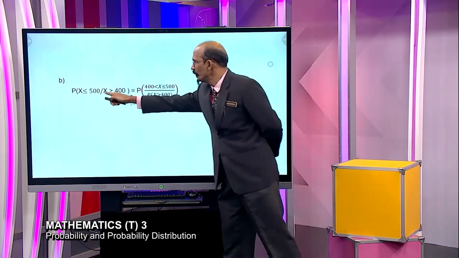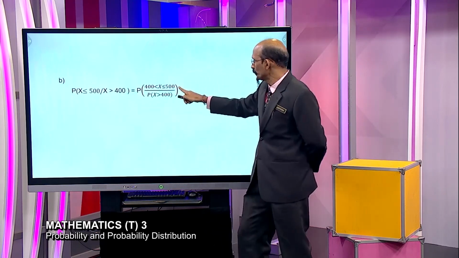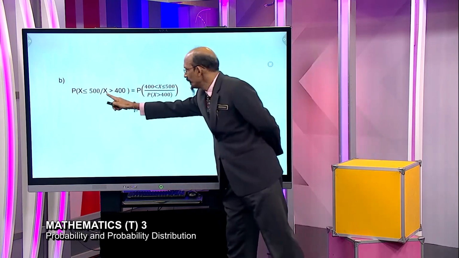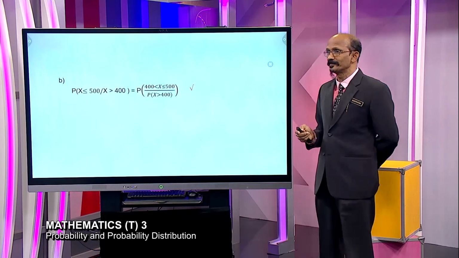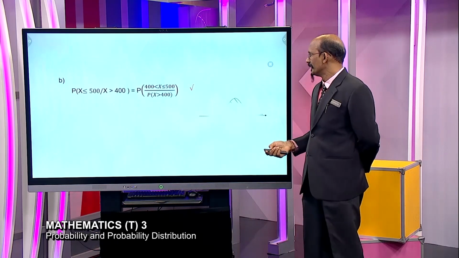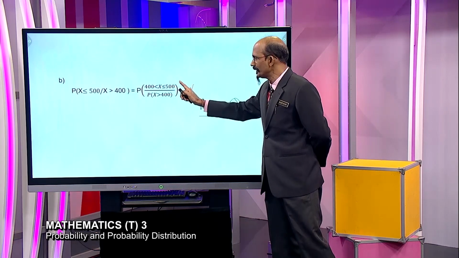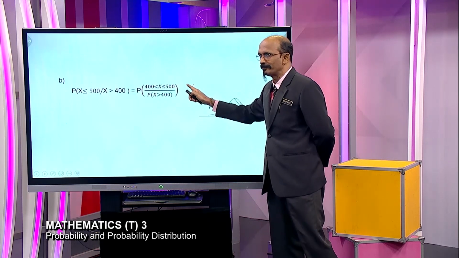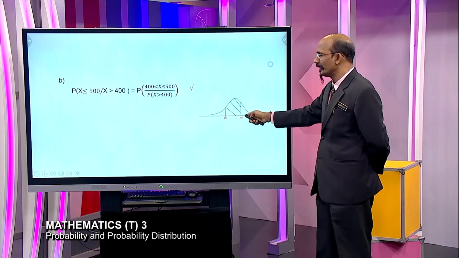So I have to convert my statement into mathematical symbols, using the correct formula here. Mark is given for using the correct formulas. Next, of course, I need to do standardization, but in the question earlier, they already gave the probability for x is 400 and x is 500. So we need not standardize, and we can use the formula and the diagram here.